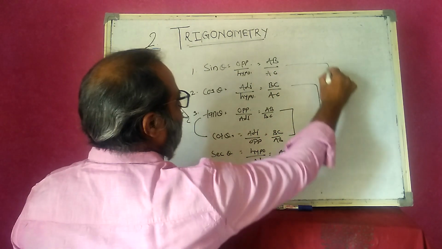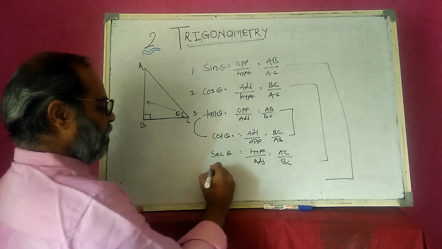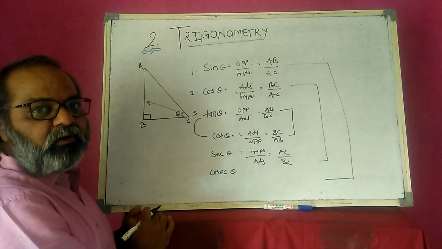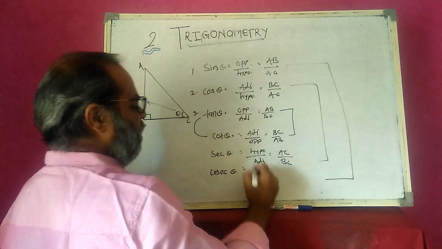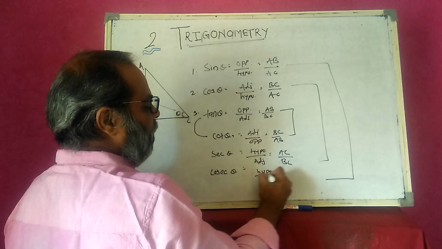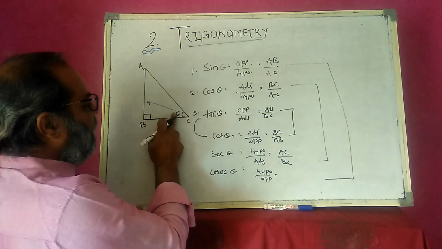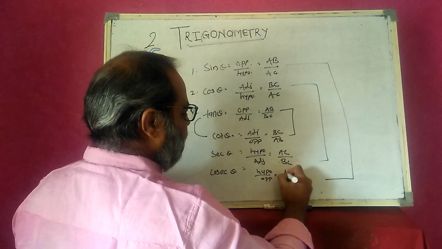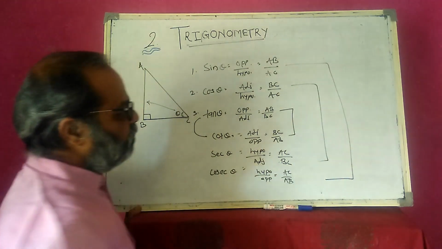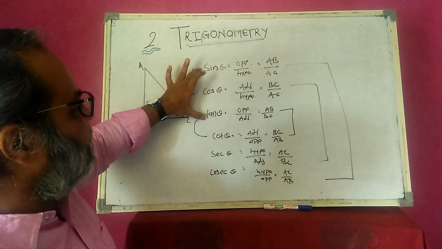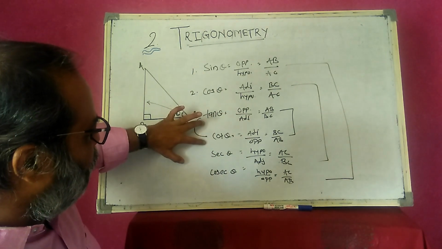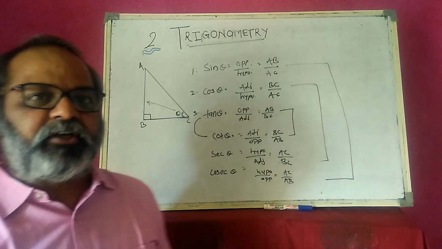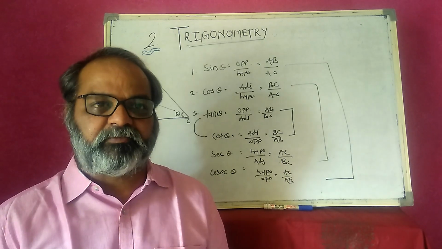And the third pair of inverse is cosecant. It is the inverse of sin theta. So you take the inverse, hypotenuse upon opposite side. The hypotenuse is AC and the opposite side is AB, so here it is AC upon AB. So look here: tan inverse is cot, cos inverse is sec, sine inverse is cosec. So three ratios and their inverses.